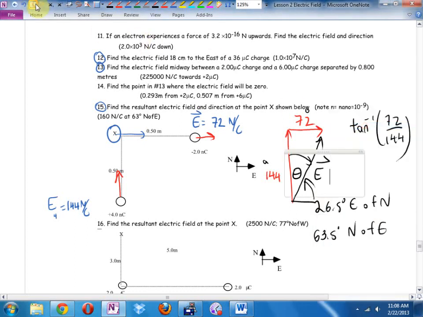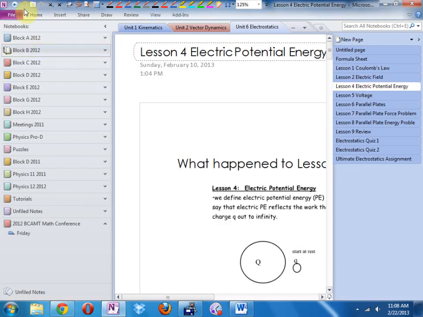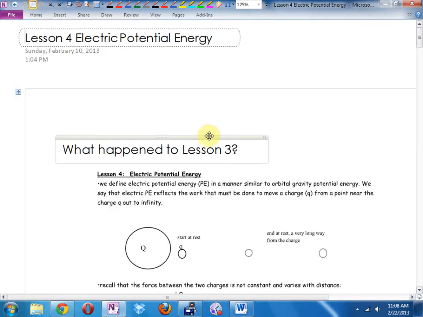What? Touche. What happens in lesson 3? I actually combined lesson 1, 2, and 3 into lessons 1 and 2. Shorten things a little bit. Had to pick up some slack somewhere.